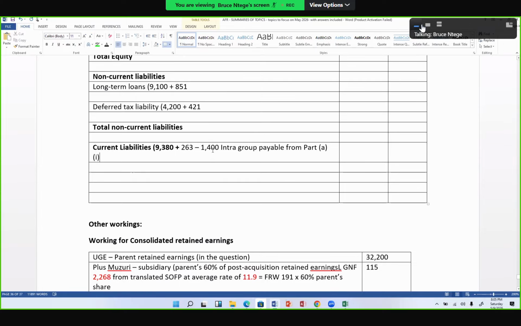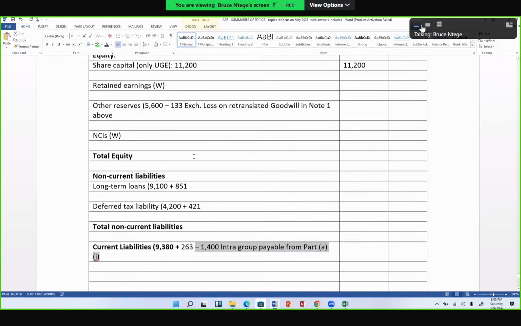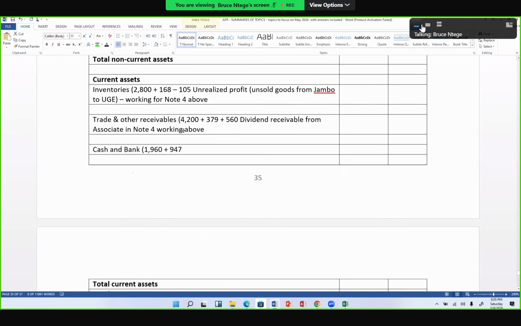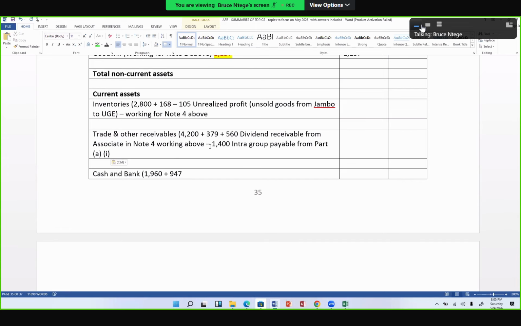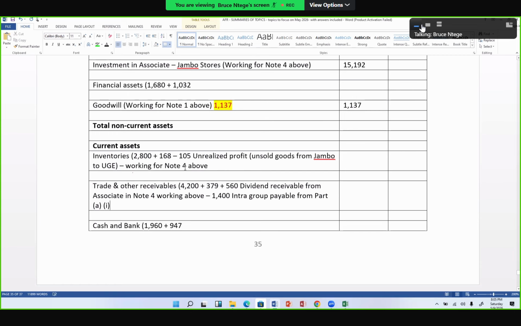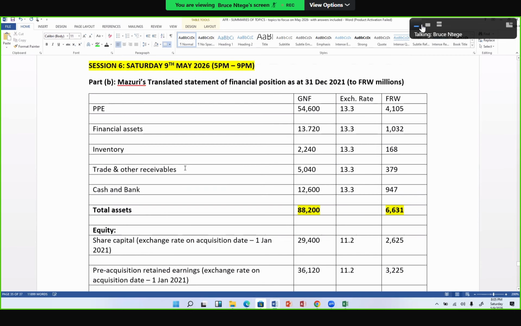So I'm also going to go to the receivables and do the same. The trade and other receivables in the current assets, yeah, there. I'm going to say minus the 1,400. So you see that I'm also now starting to pick those transactions that were in part A1 and part A2, which actually related to the consolidated financial statements. So when I go to part A2 as well, part A2.